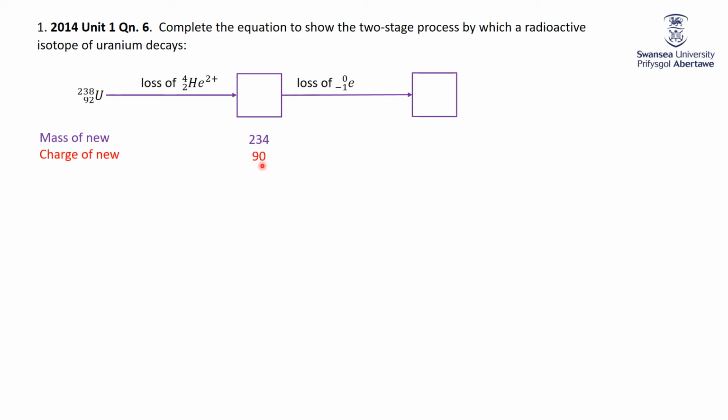The element that has a nuclear charge of 90 is thorium, so this is thorium 234, and now this loses a beta particle. The mass of the new one is still going to be 234 because a beta particle doesn't affect the mass, but when you lose a beta particle, the atomic number, the charge, has to go up by 1 to account for that. So we started with 90, minus minus 1, we end up with 91. 91 is protactinium, so 234 Pa.